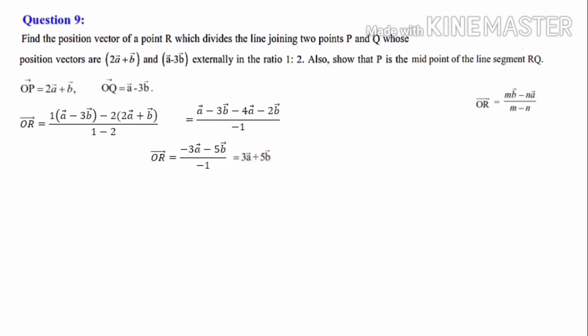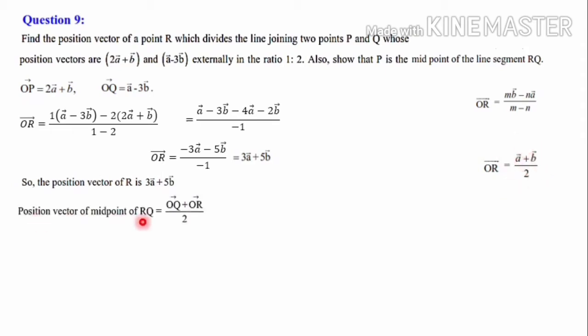Here the first part is over, and in the next portion we have to show that P is the midpoint of the line segment RQ. So midpoint, we know the formula, that is vector a plus vector b divided by 2. The sum of the vectors divided by 2 is the position vector of the midpoint. So here midpoint of RQ we have to calculate, and we have to show that it is equal to the position vector of P. So OQ plus OR divided by 2. Position vector of Q plus position vector of R divided by 2. Even if you change the order, it is not a problem.